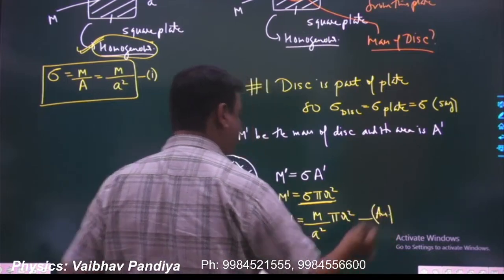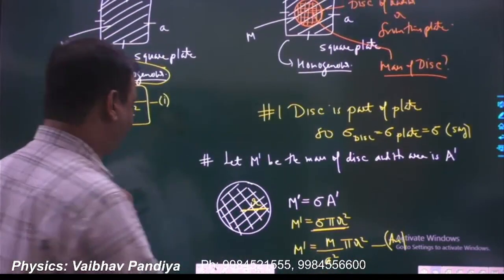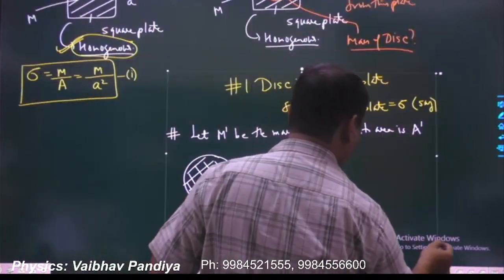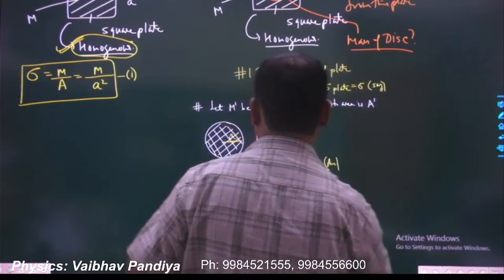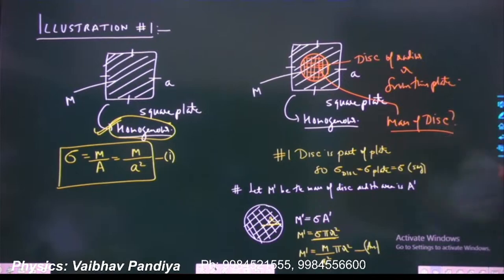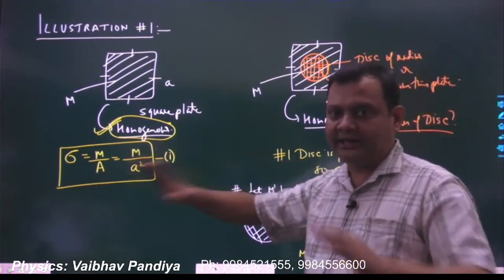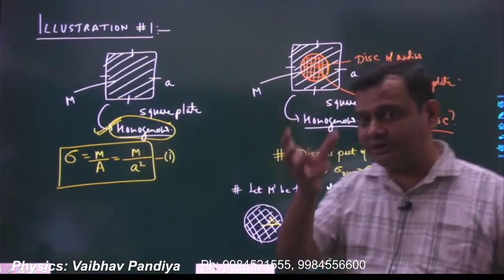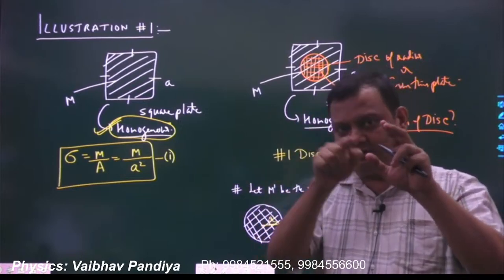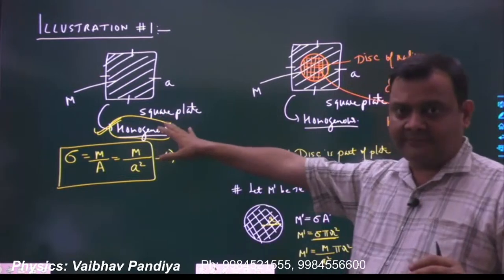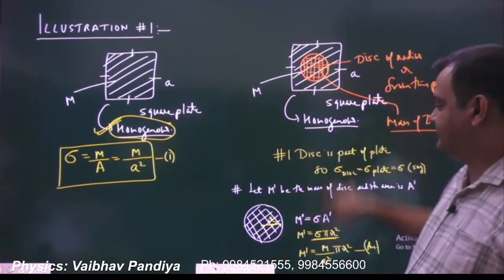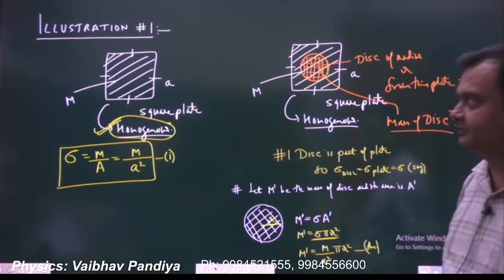So this is the first illustration of how we work with homogeneous objects. First of all, you will find the value of sigma by dividing the total mass by the area of the surface. Then, if you're cutting out or considering any region of the surface on the same object, and you have to find the mass of that region, that mass will be sigma times the area of that region, and the sigma value you can put from there.